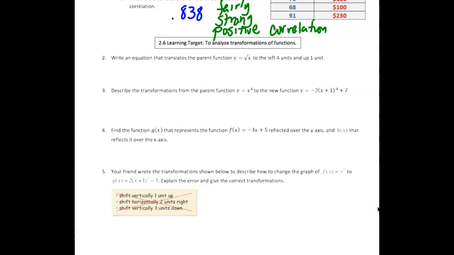All right. Section 6. We're looking at analyzing our different transformations. For these first ones, it's not asking you to graph anything. It's just saying, what would the equation look like? We want to write an equation that translates our parent function. In this case, we're starting with a square root graph. And we want to move it left 4 units and up 1. Okay? Square root graph.